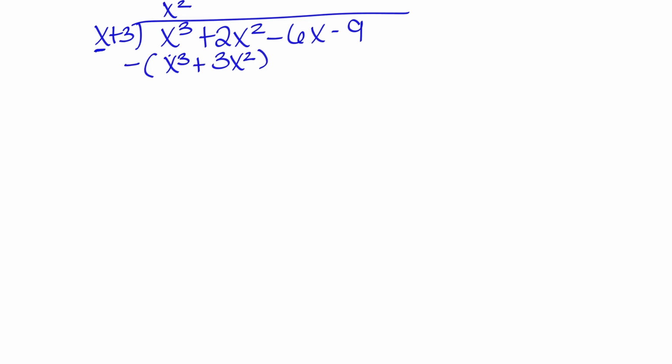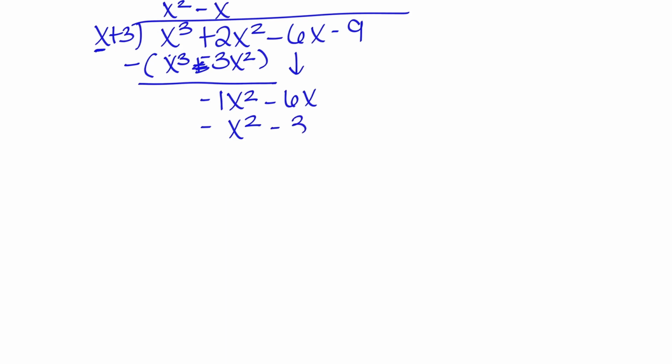So this is going to be x cubed minus x cubed, which cancels. This plus is going to become a minus. So 2x squared minus 3x squared is going to be minus 1x squared. Okay, so I'm going to bring down the minus 6x. X times negative x is going to be negative 1x squared. So I have negative x squared. Negative x times 3 is going to be minus 3x.